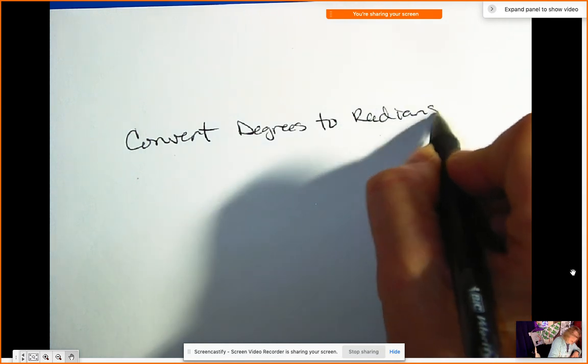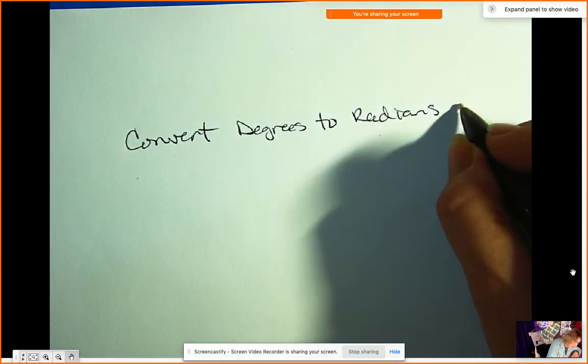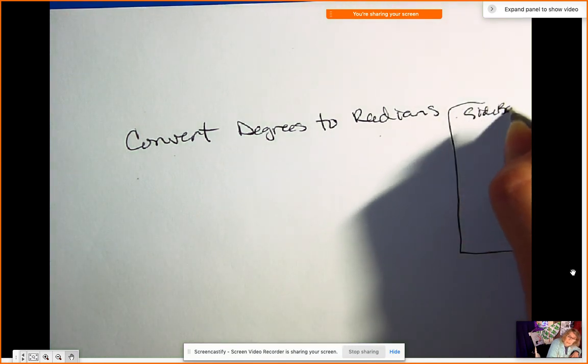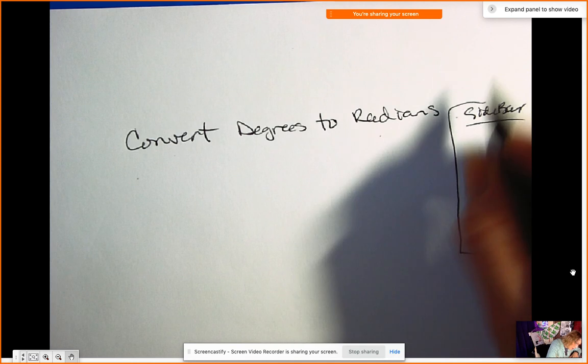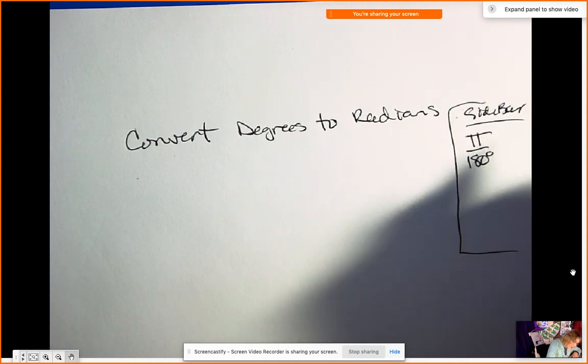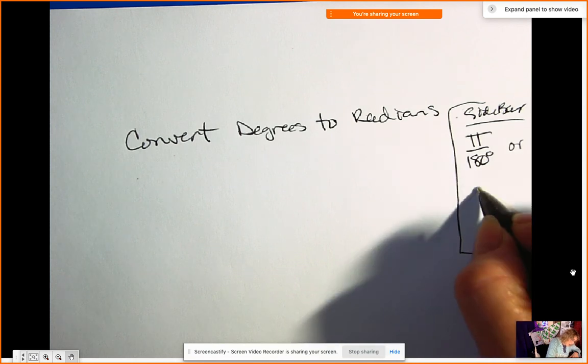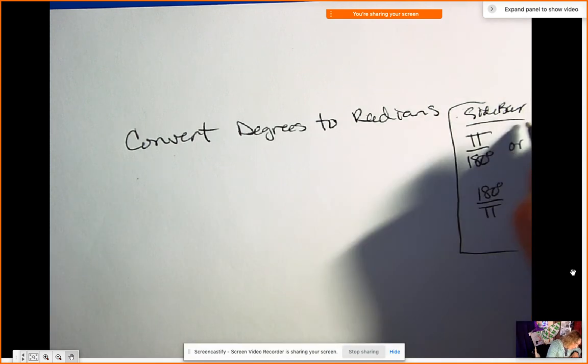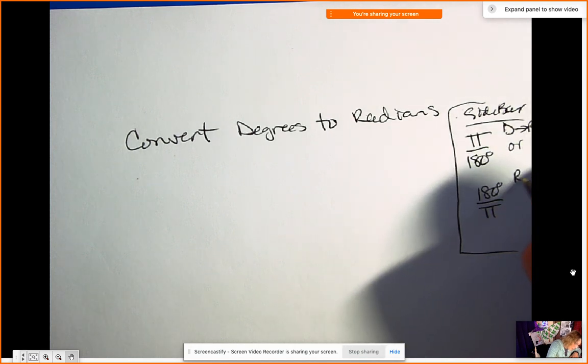There are only two ratios you need to remember. Here's my little sidebar. You're either going to use pi over 180, or you're going to use 180 degrees over pi. This first one is degrees to radians, and the second one is radians to degrees.